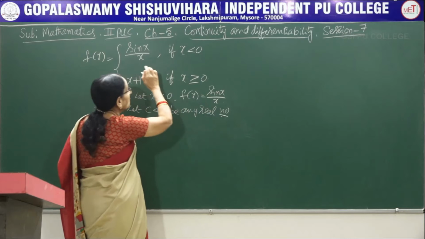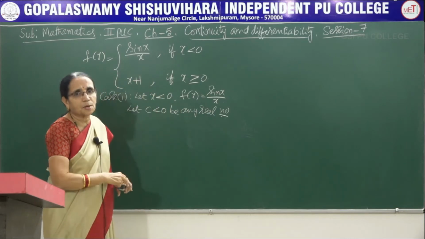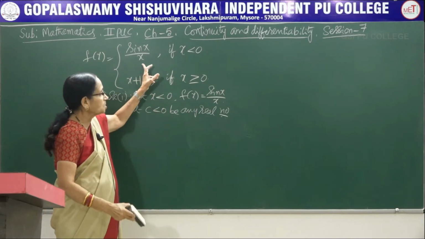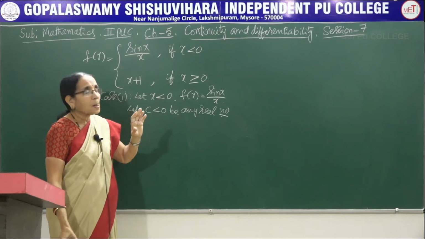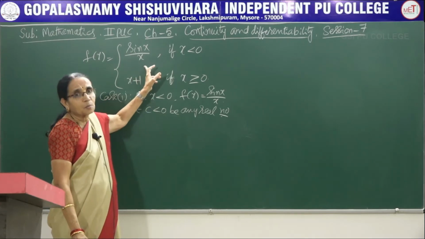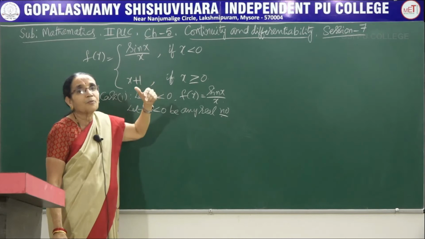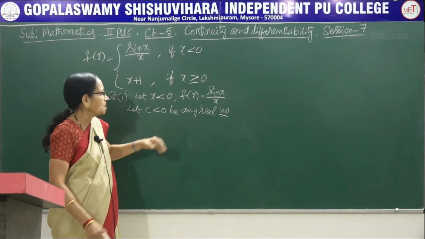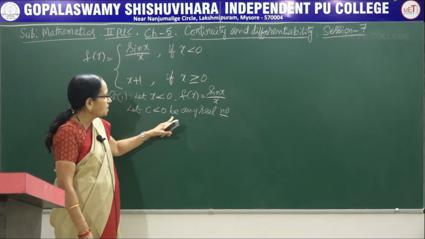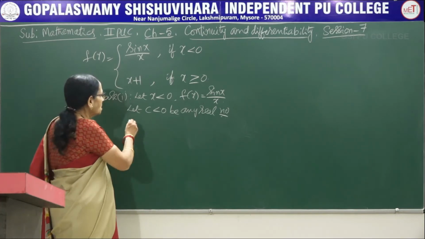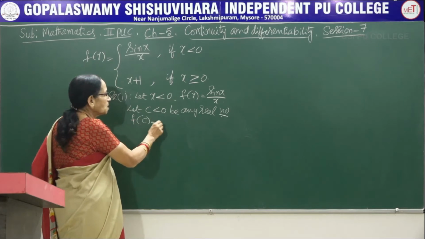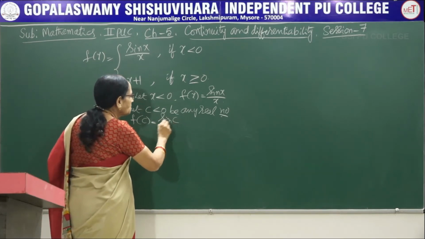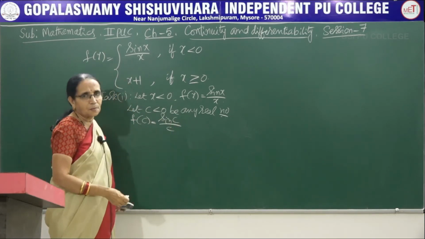See here, you observe x is in the denominator position. So you know the rule that this should not take the value 0 because division by 0 is not defined at all. But here I am taking a value less than 0, any negative number. Now let c less than 0 be any real number. Then what would be f of c equal to? It becomes sine c divided by c.